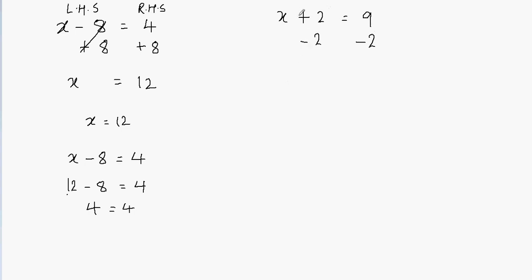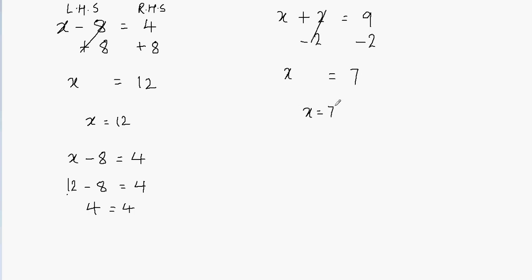Now plus 2 take away 2 is going to give me 0. So this is gone. I'm going to write this as x because I only have x on the left hand side. I'm not going to write 0 here because that doesn't make sense. 9 minus 2 will give me 7. So my final answer is x is equal to 7.